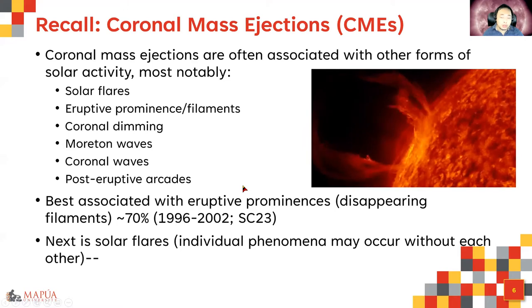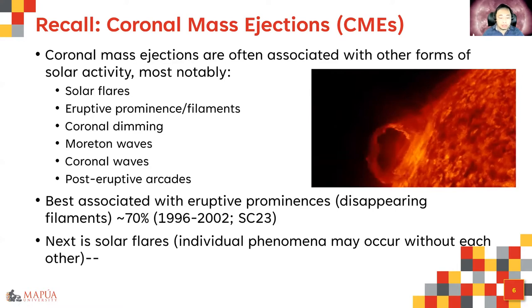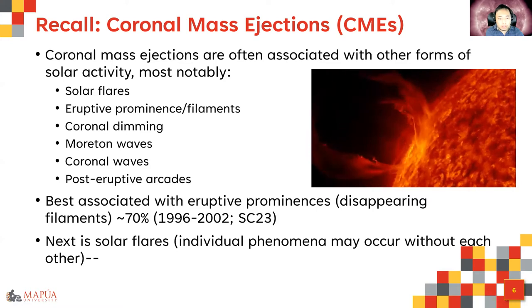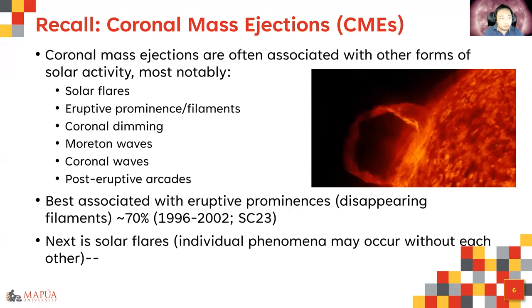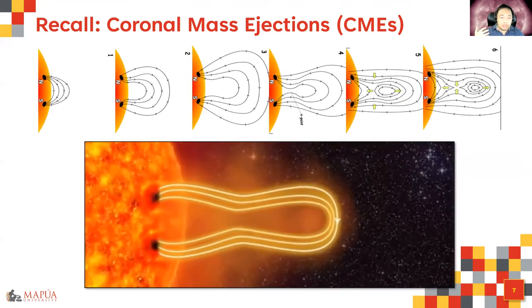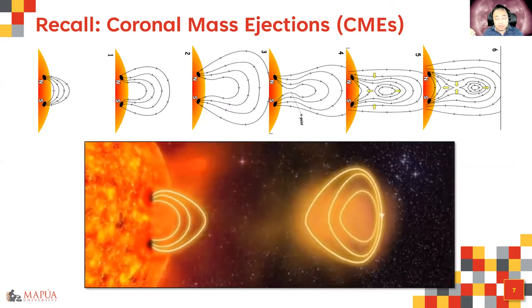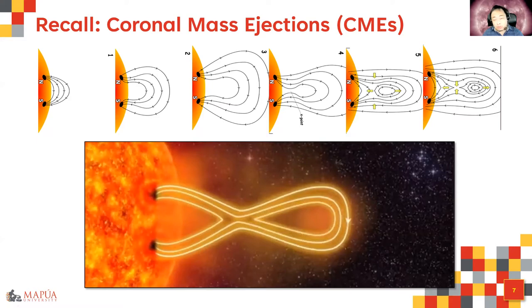Although an individual solar flare doesn't automatically produce a coronal mass ejection. Okay, but coronal mass ejections associated with solar flares is one of the most common situations where CMEs are actually produced. So for example, if we have a coronal mass ejection produced from an active region, this happens during magnetic reconnection, so an explosion happens. So this is one of the reasons why we can actually observe flares during coronal mass ejections.